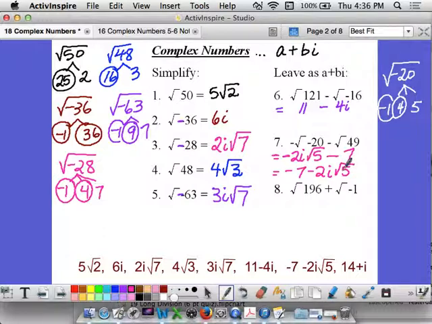On number 8, I'm going to take that square root. The square root of 196 is 14, plus the square root of negative 1, which I've learned today is i. This is in the form of a plus bi. What I want to show you here is that a is 14 and b is the number in front of i. In this case, that understood number would be 1. But 14 plus i would be my answer. We'll continue on with other aspects of complex and imaginary numbers on the next slide.